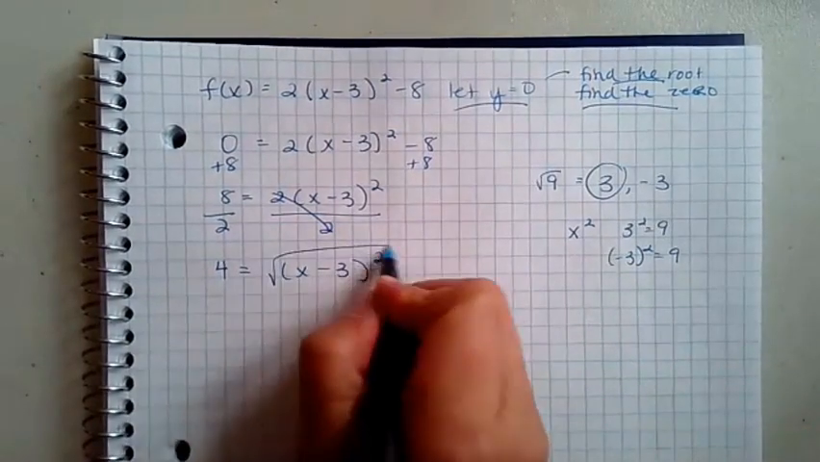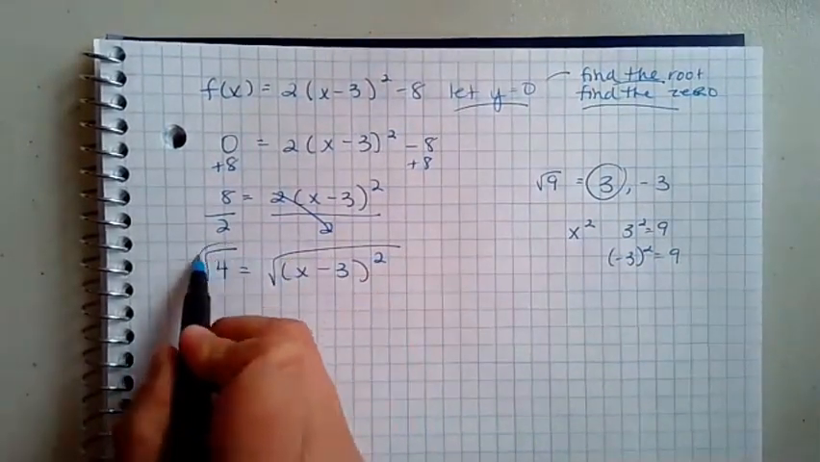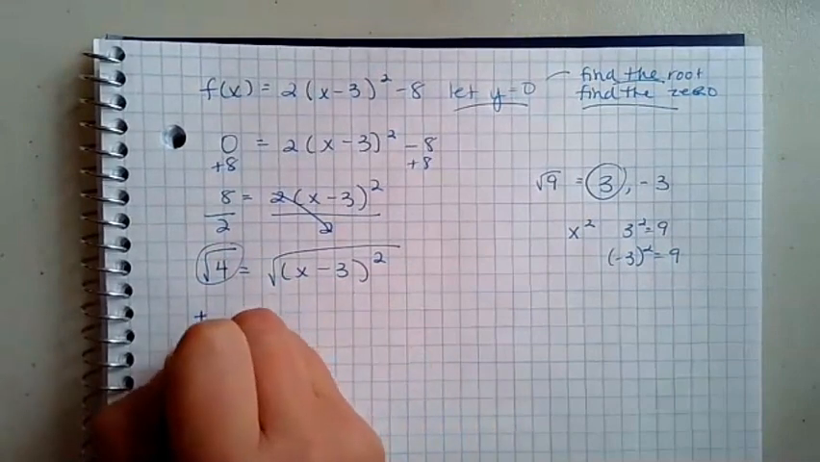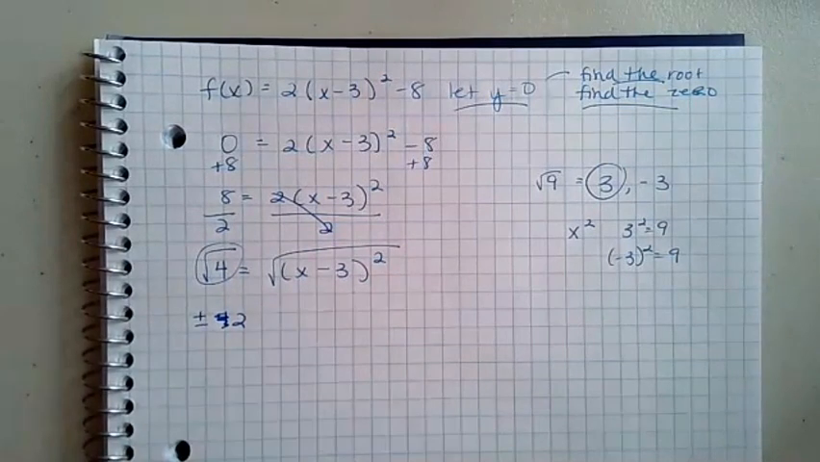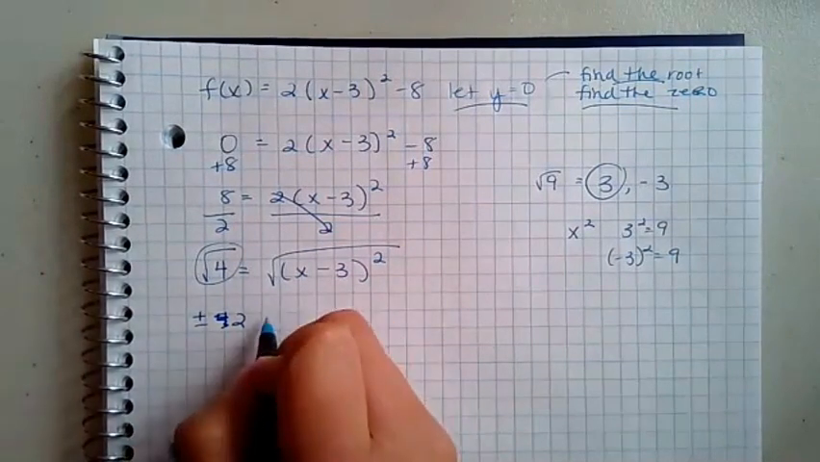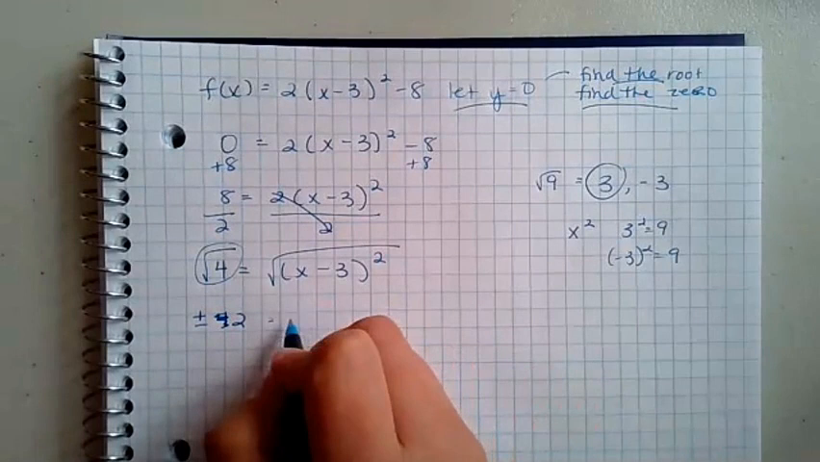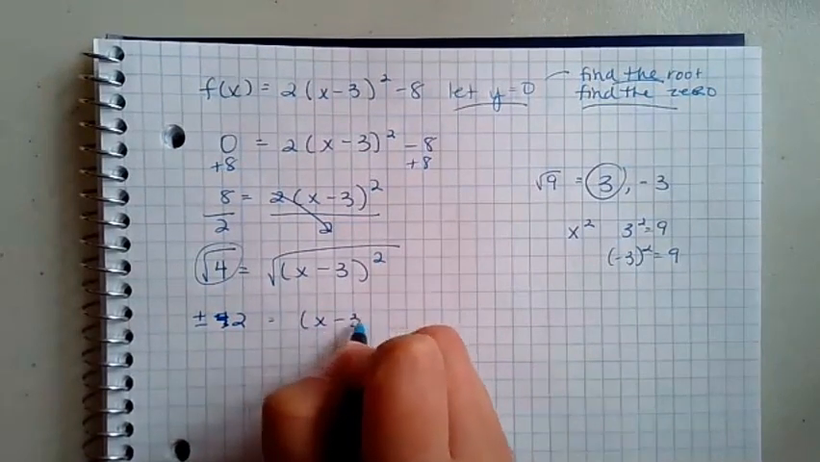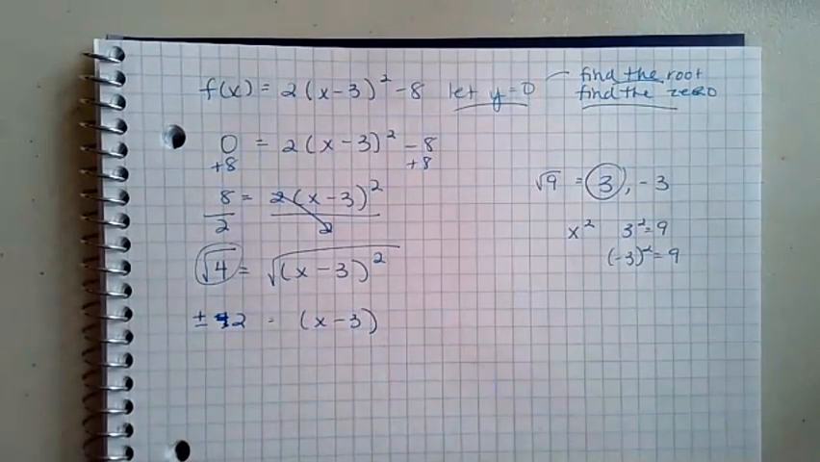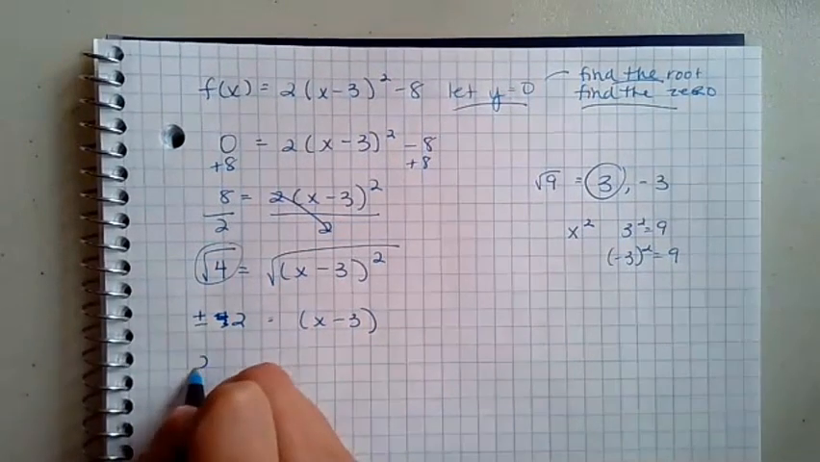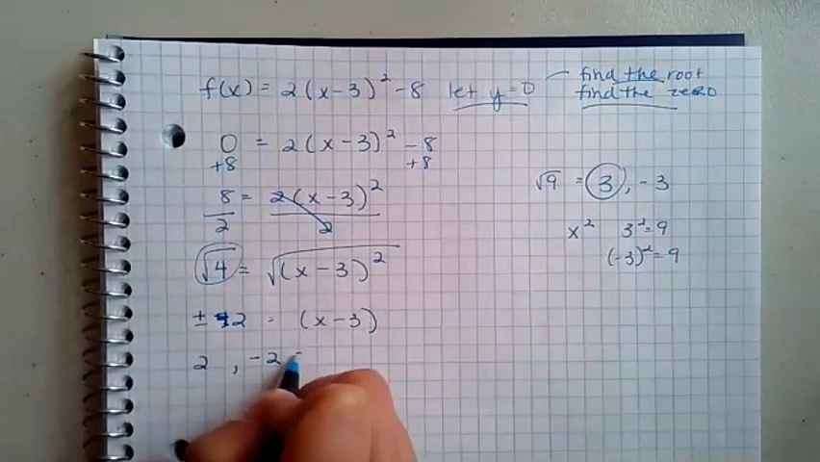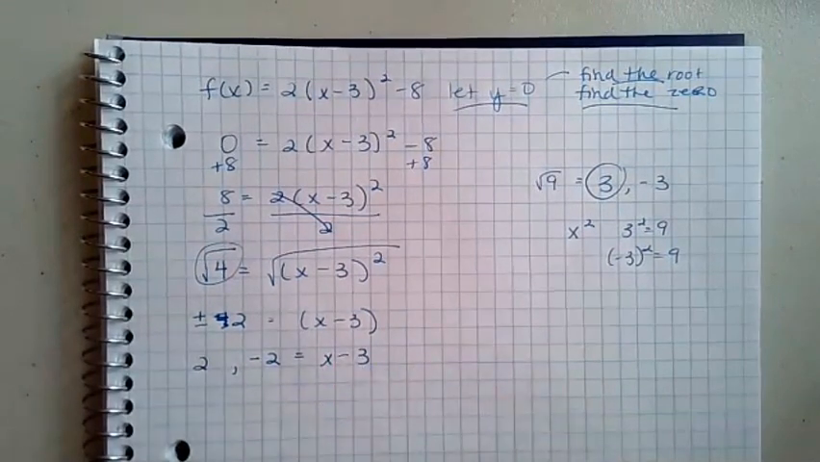Okay, so I'm going to square root both sides. Be really careful here. I actually get 2 answers. Oops, not 4, sorry, 2. So I get plus or minus 2, because the square root of 4 is 2. And then I get x minus 3 over here. Those parentheses don't really matter. Sometimes what I like to do is put my 2 answers down, and I'll show you why that can help me a little bit.